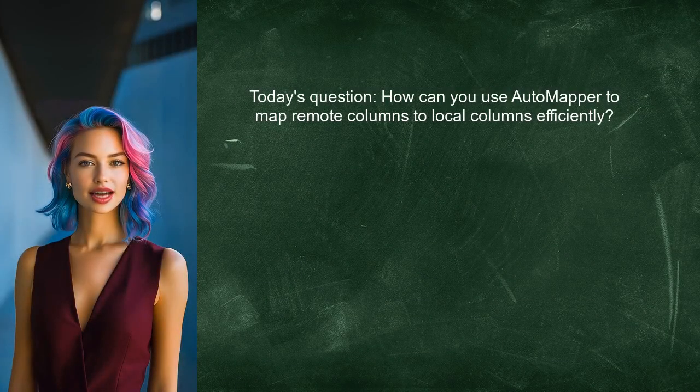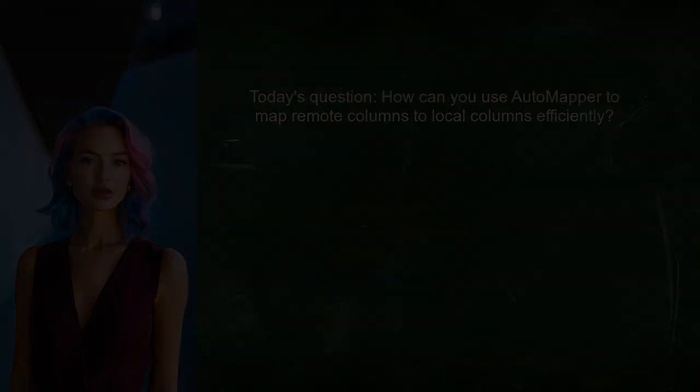Here's the specific question we're addressing today. How can you use Automapper to map these remote columns to your local columns efficiently? If you've been struggling with this, you're in the right place.